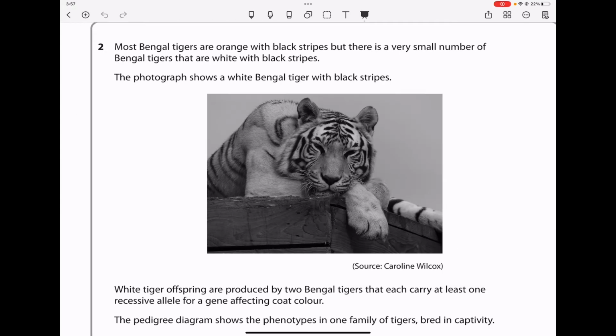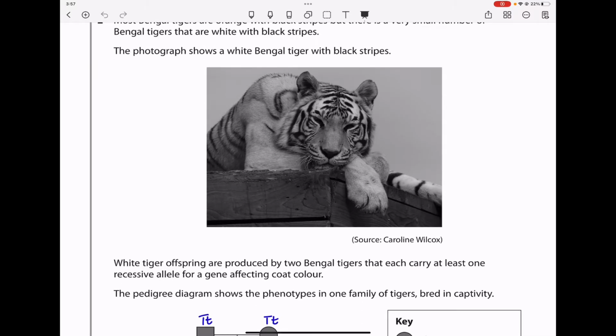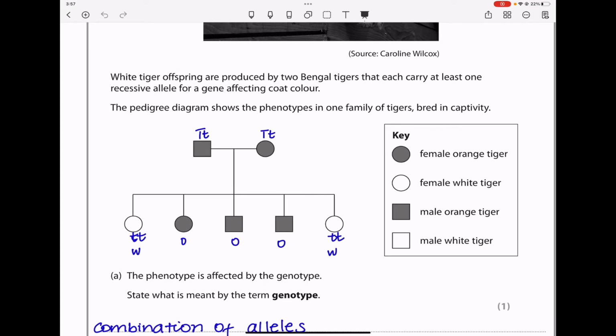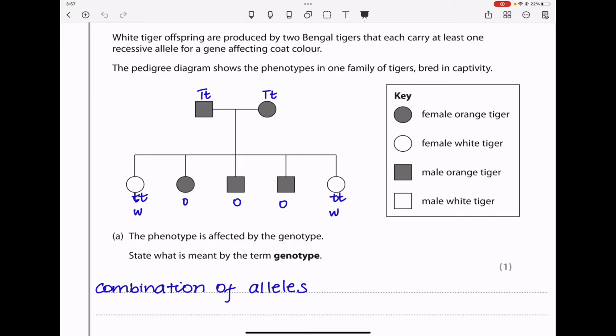Question 2. Most Bengal tigers are orange with black stripes, but there is a very small number of Bengal tigers that are white with black stripes. The photograph shows a white Bengal tiger with black stripes, which is this one here. White tiger offsprings are produced by two Bengal tigers that each carry at least one recessive allele for a gene affecting coat color. The pedigree diagram shows the phenotypes of one family of tigers bred in captivity. This was given to us as a pedigree diagram.